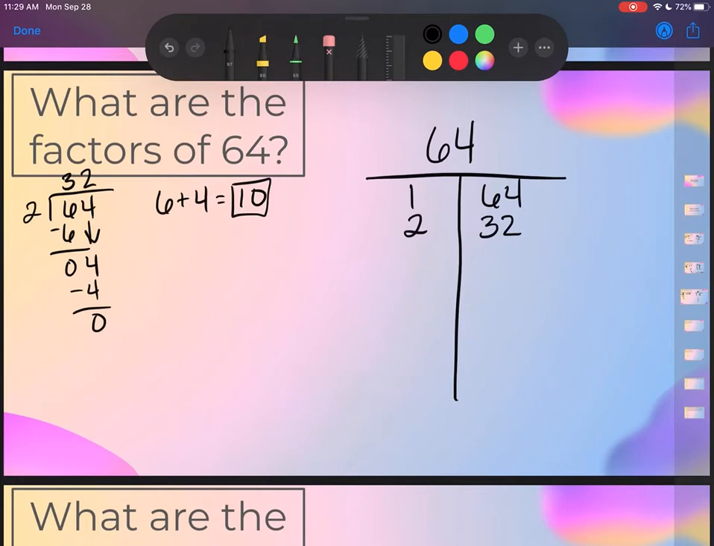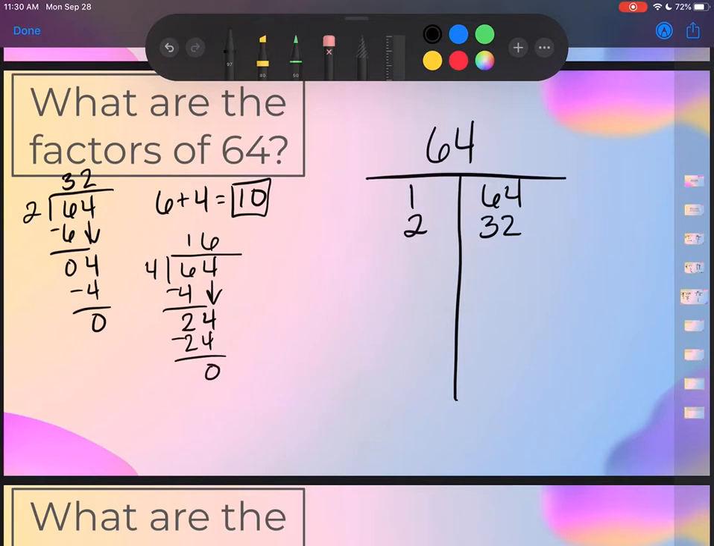Let's try 4, right? There's no real rule for 4. So you kind of have to just do the division to see if 4 times something is 64. Remember, if I get a remainder, then it is not divisible, right? I want it to go in a whole number of times.